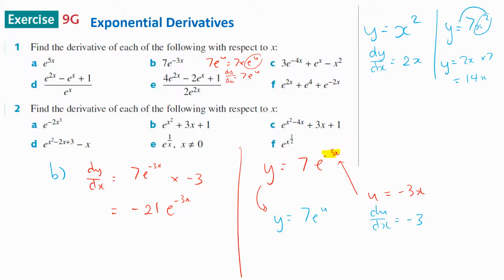Isn't that true? Bring down the 2. 2 times 7 is 14, and then x to the power of 2 minus 1. So it's the same thing. The 7 is being multiplied at the end.